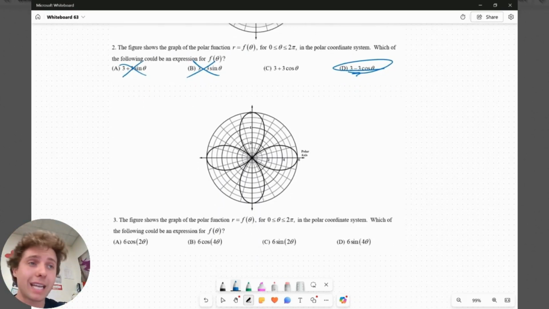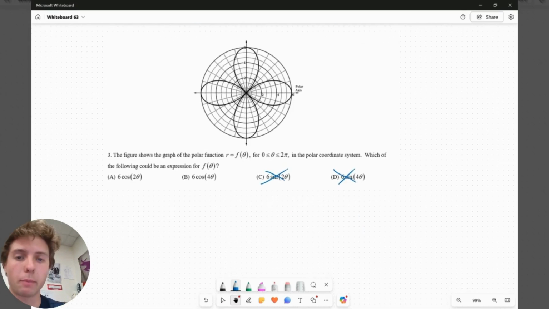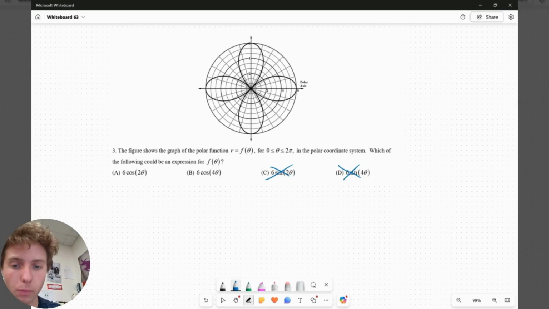Number 3, similar argument. It's on the x-axis and the y-axis now, but remember, the only one that can be on the x-axis is cosine.